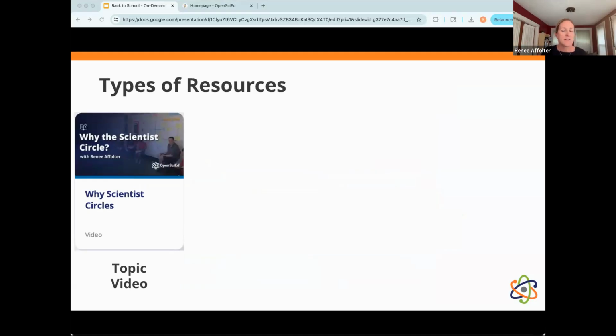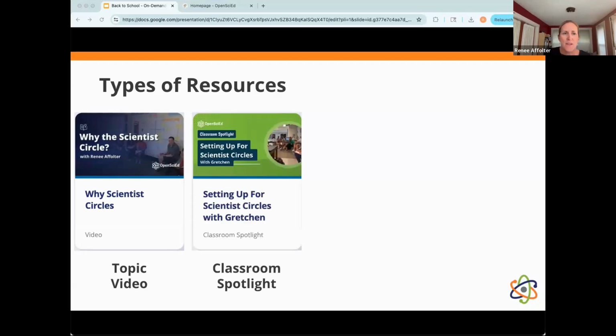So there's teachers and leaders and researchers and OpenSciEd facilitators sharing ideas and strategies and practical tips. And again, they're focusing on those common questions and instructional moves that are going to help me be able to address the challenge I'm having right then or for the next day. We also have these classroom spotlights.